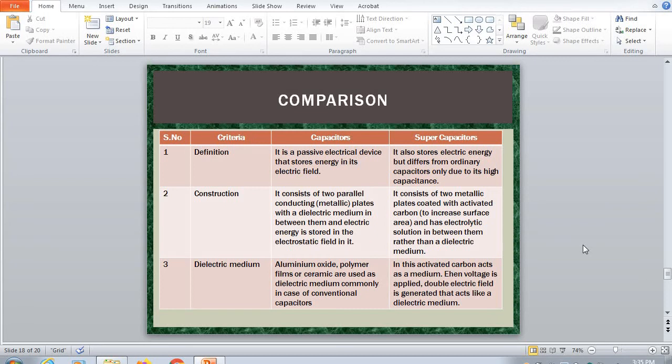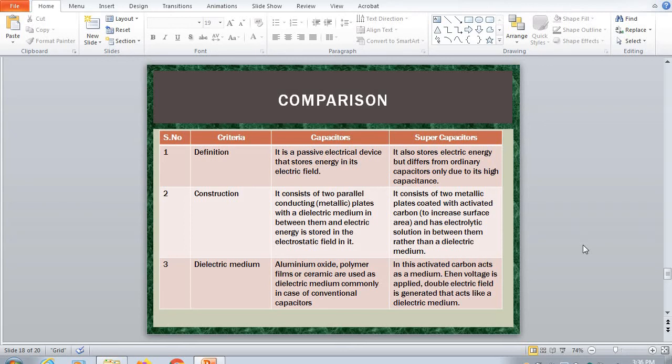Now, its comparison with capacitor. If we try to compare a capacitor and supercapacitor, then we can see the following points are the main criteria or main areas of comparison. First, in terms of definition, capacitors can be said to be a passive electrical device that stores energy in its electric field, whereas supercapacitors also store electrical energy, but they differ from ordinary capacitors due to their high capacitance.